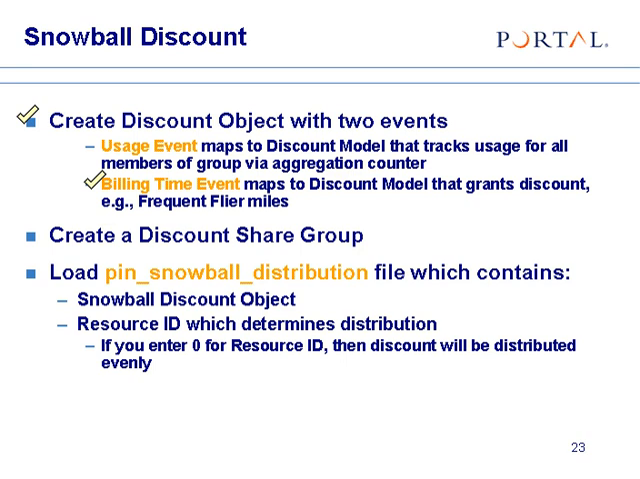Then you would create a discount sharing group where you would list all of the members who are going to contribute to your snowball balance. And then there's a configuration file called pin snowball distribution where you would define how the distribution is going to occur. If you specify the resource ID, which would be the resource ID defined in your contribution of your discount object, that's going to split the snowball evenly or based upon the contributions of each of the members. If you specify 0, then it's going to distribute it evenly regardless of how they contributed to the account.